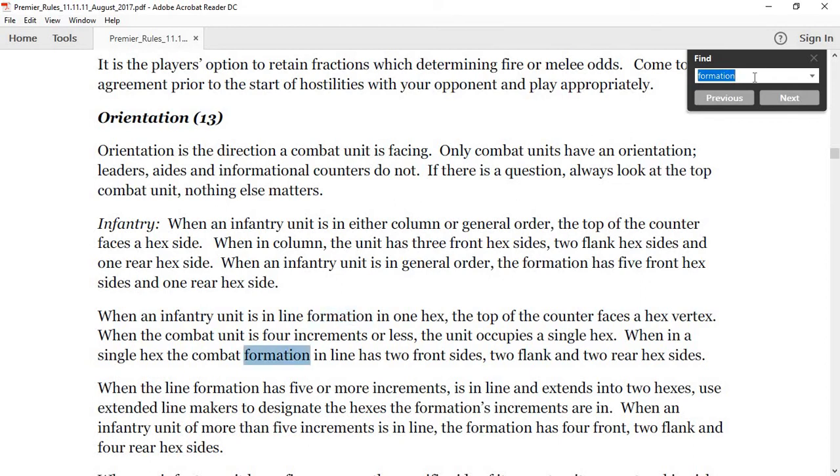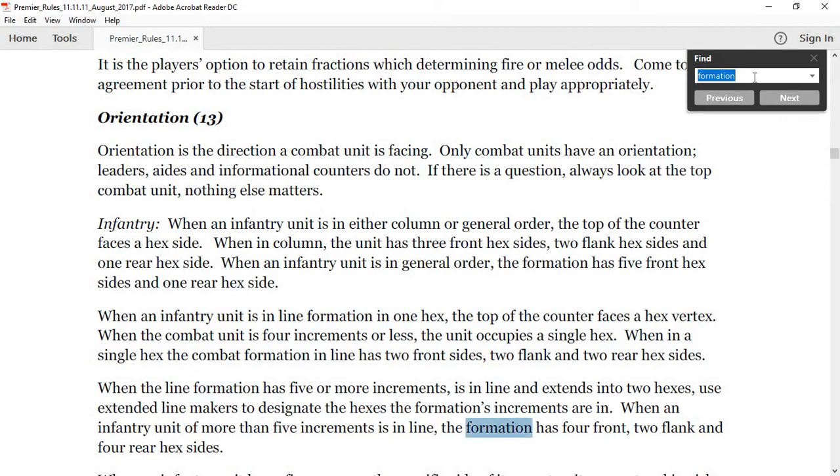When in a single hex, the combat formation in line has 2 front sides, 2 flanks, 2 rear hexes. So basically what we're saying is when a formation is in line formation and has 5 or more increments, and is in line and extends into hexes, use the extended line.